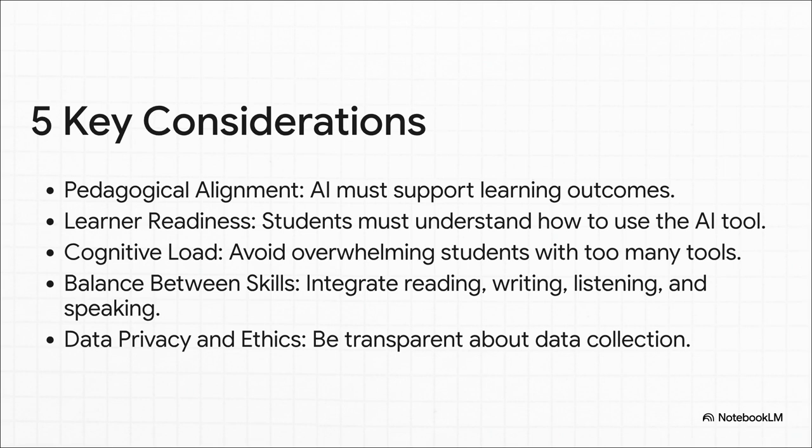Third, cognitive load. This one's huge. One great tool used well is so much better than 5 confusing ones. We don't want to overwhelm them. Fourth, balance. Let's use AI to boost everything: reading, speaking, listening, the whole shebang. And finally, privacy and ethics. We have to be upfront about how these tools work. It's a key part of digital citizenship.